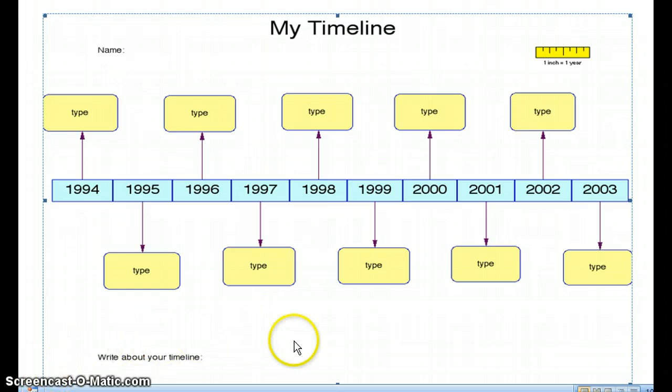Overall, the whole idea of using Inspiration and having the students exercise this tool is extremely helpful in social studies, because it allows things to be visually presented to the students, making it easier for them to understand the connections between concepts and ideas.